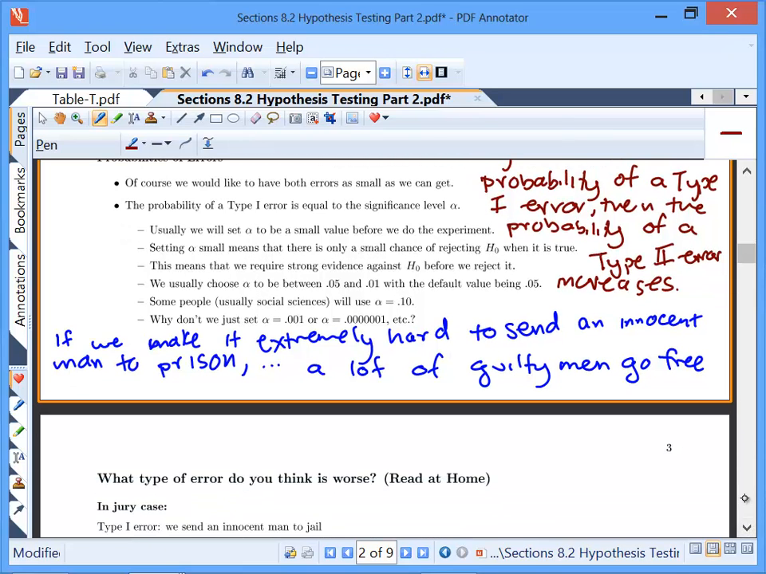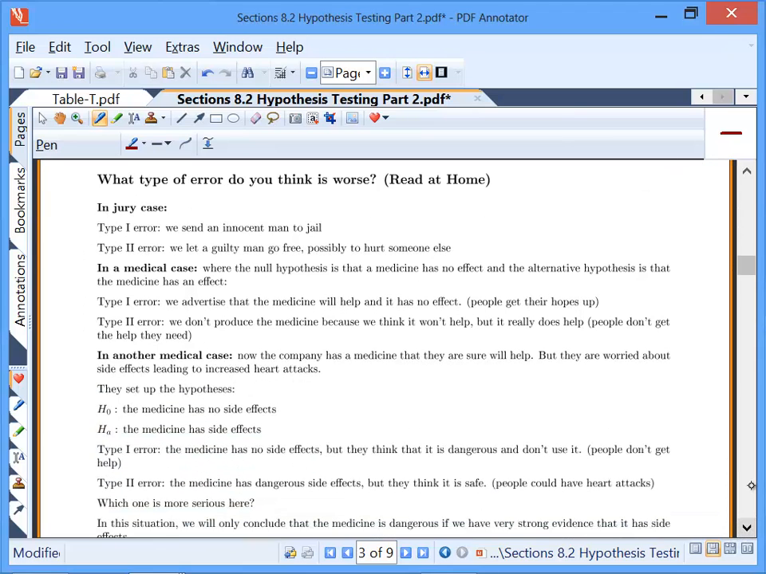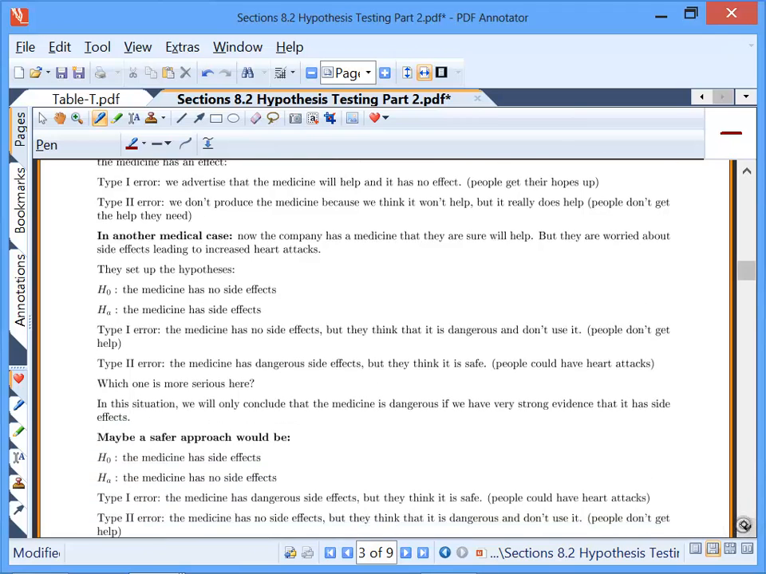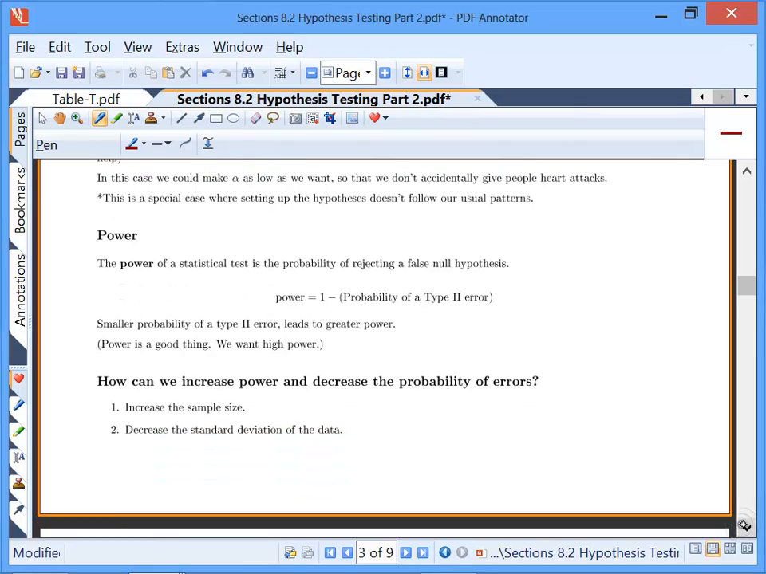And so for every situation, you have to try and decide, what error do I dislike the most? Do I want to make sure I don't make a type 1, or do I want to make sure that I don't make a type 2? It will depend on your situation and the context. So for this, just think about what type of error you think is worse. I want you to go home and read through this section, and I'll explain it. So we're going to skip to power.